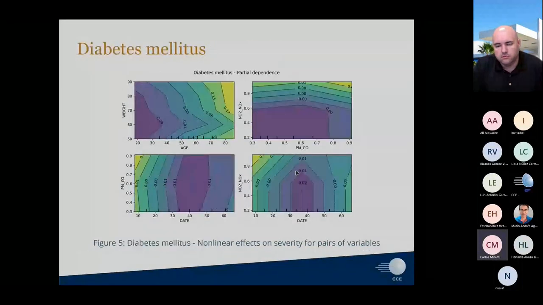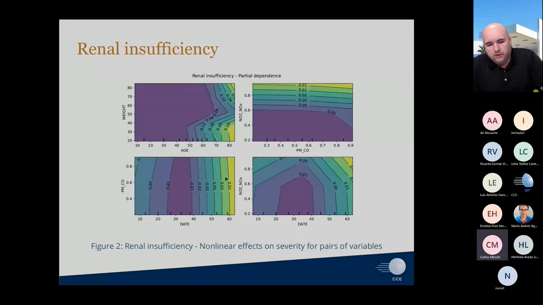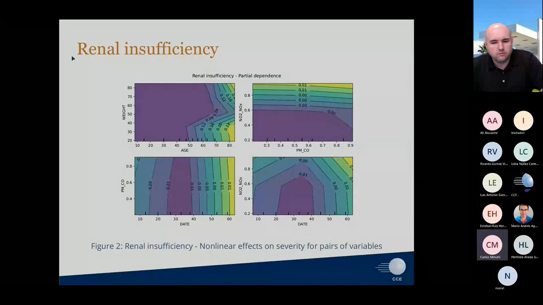I don't remember which one it is. This one, renal insufficiency: there is a small increase of risk over time. This is the value of the month. So at 60 months, the risk increased for this pollutant. Even though the concentrations are smaller over time, these risks have increased. So maybe we are more sensitive to this pollutant in this disease, or maybe the care for this disease is worse. We don't know, but the risks have increased over time.